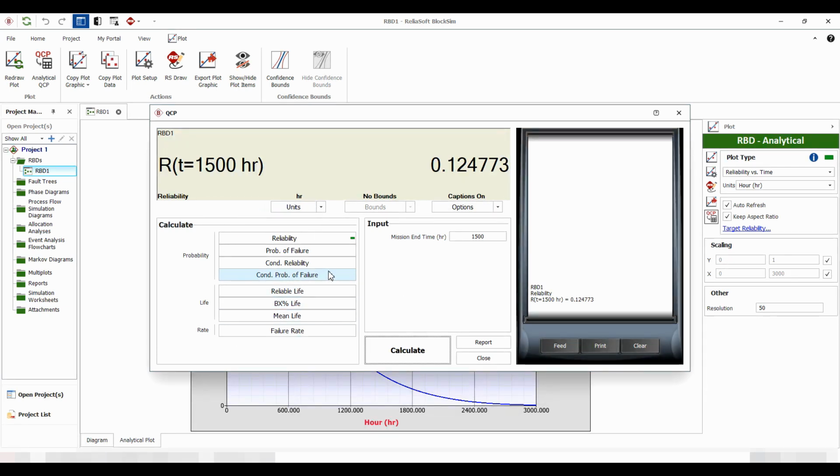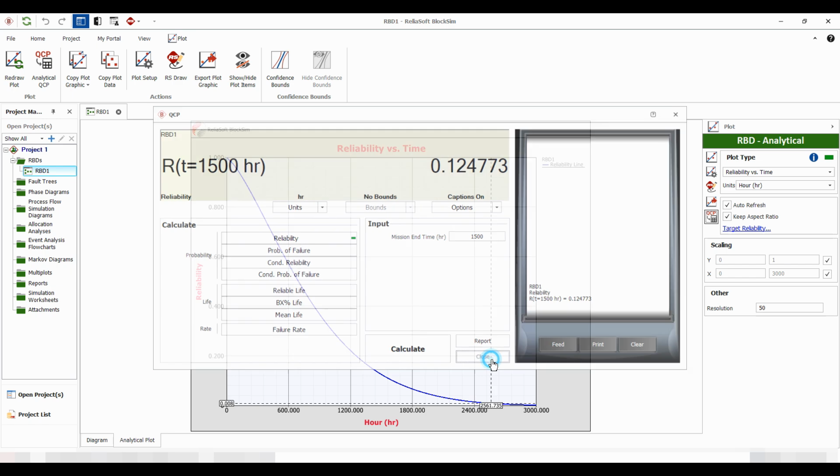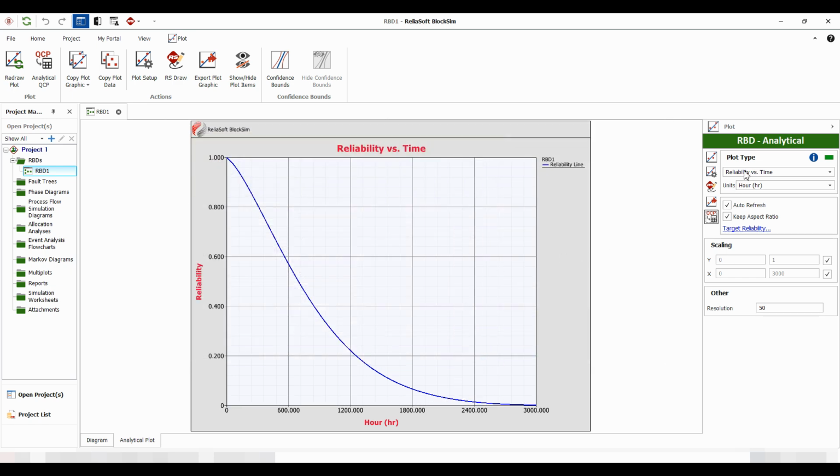And the QCP gives us quite a range of information: reliability, probability of failure, conditional reliability or conditional probability of failure, or information where instead of probability we actually get lives. So the input will be a probability. In this case we'll have reliable life, BX life, or mean life, for example, and the last one is a rate, and it's a failure rate.